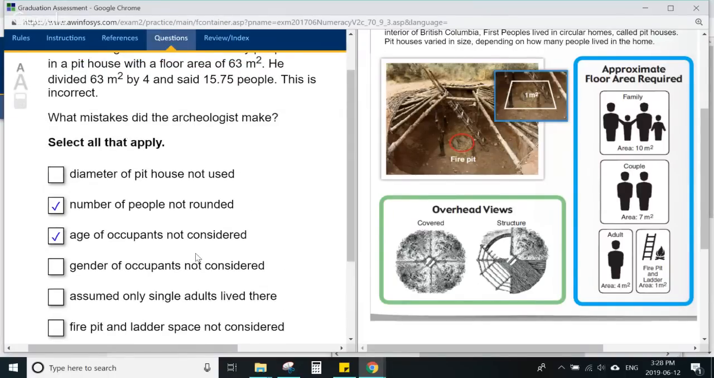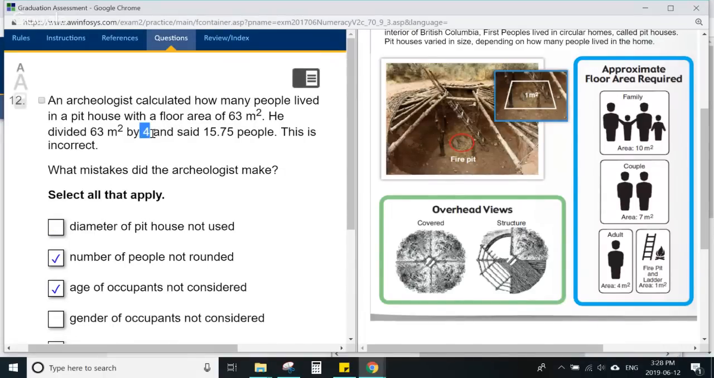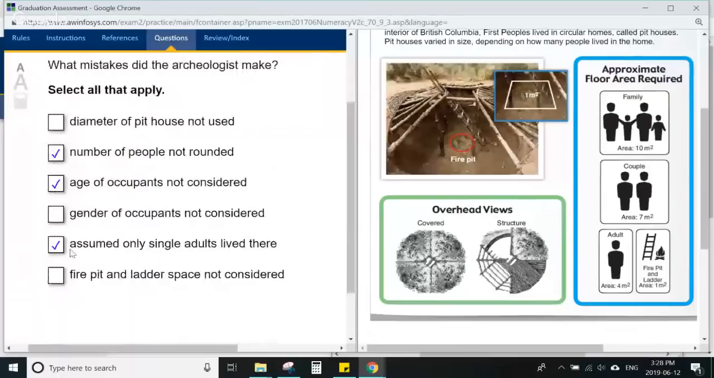That might have been an error in their judgment, because they said each person was taking up 4 square meters of area from the chart here. We see an adult takes up 4 square meters of area. So there's no consideration for families. That would be one as well. Okay, what about fire pit and ladder space not being considered? Well, in these approximate floor area considerations, there is a fire pit and ladder taken into consideration already. But you could have chosen that one as well.